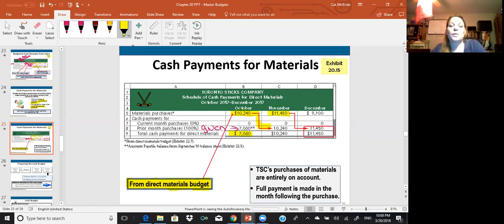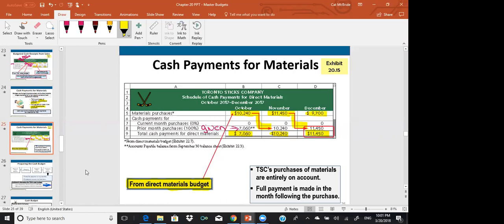Oh, I get it. So our total is going to be $10,240. In November, we need $9,700 in materials. We're not going to pay for any of that, but we're going to pay for last month's. So our total purchases that we're going to spend money on is going to be $11,450. Got it.